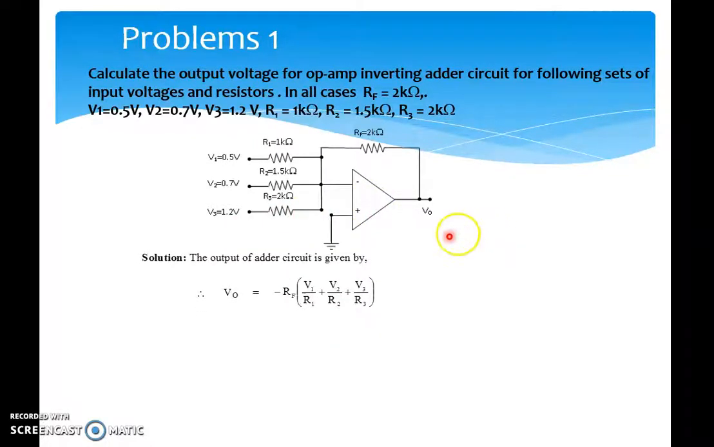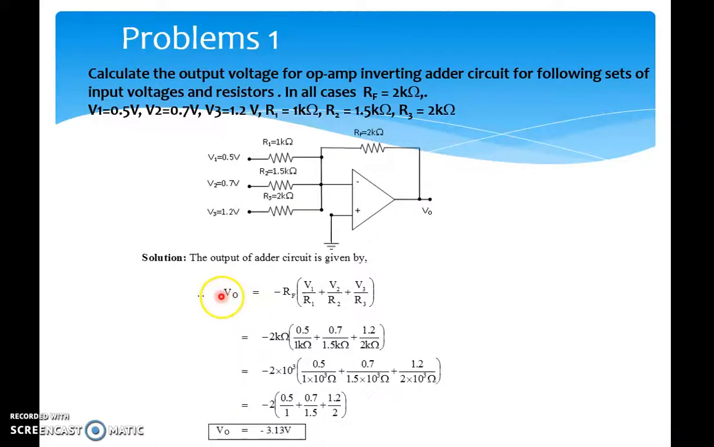Therefore the output of this summing amplifier, the adder, is given by this formula. We just substitute the values of the respective voltages and resistances. So we get the output voltage equal to minus 3.13 volts. This negative sign indicates that the input which is applied here gets inverted and appears at the output.